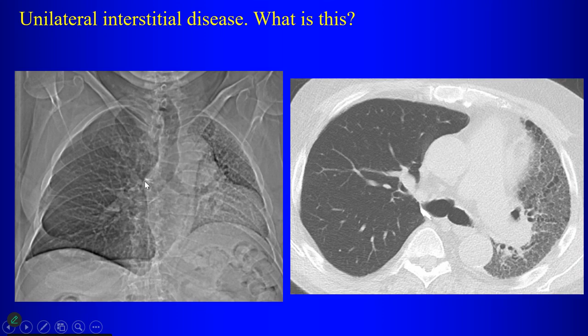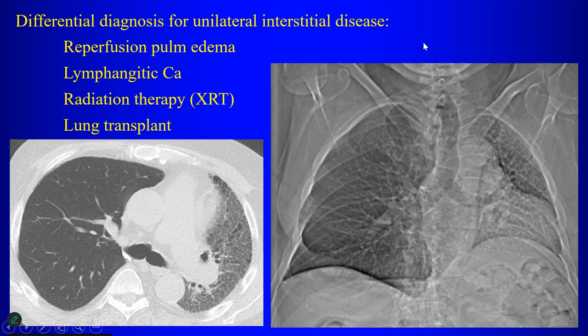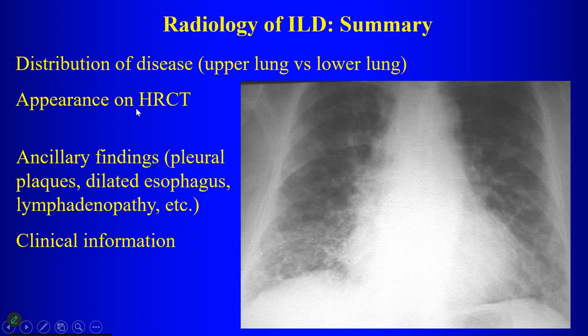The surgical marker. There's a surgical clue. So this is a lung transplant. Right? So they will transplant, so this is the healthy lung, right? So both lungs looked like that at one point. They transplanted this lung. This is the transplanted lung. Right? So that's a lung transplant. Differential for unilateral interstitial disease: reperfusion pulmonary edema. We've covered that before. That's unilateral pulmonary edema, lymphangitic carcinomatosis, radiation therapy, lung transplant. Okay?